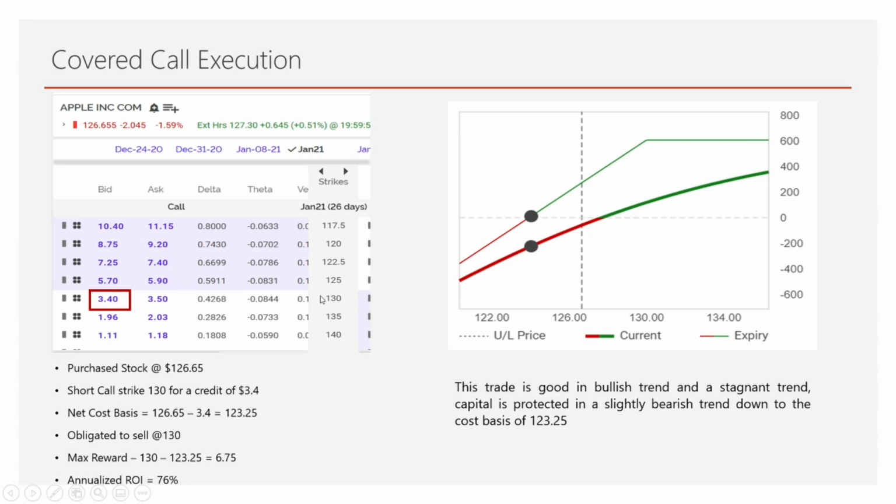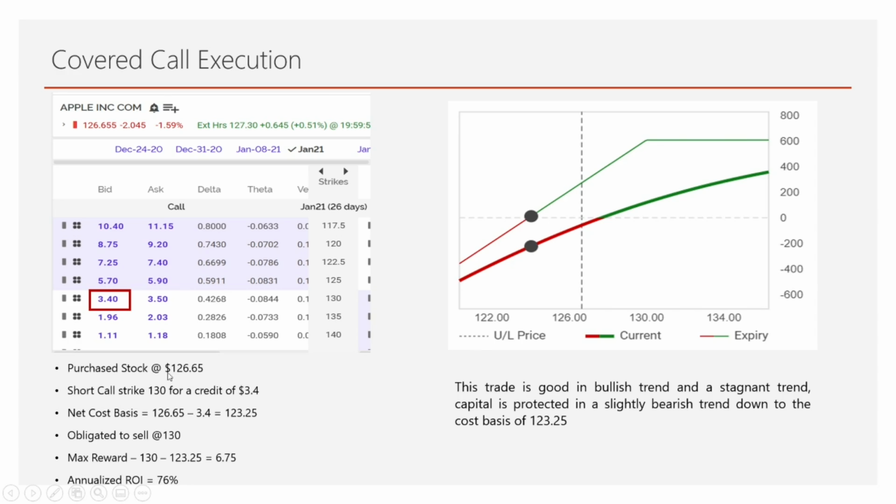I am obligated to sell at $130. So the maximum reward for me is 130 minus 123.25, equal to $6.75. So 130 is the strike price, and 123.25 is the net cost basis.